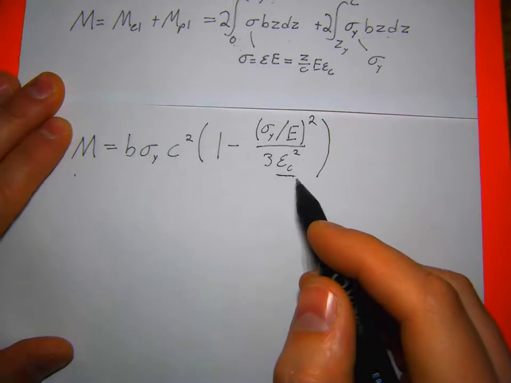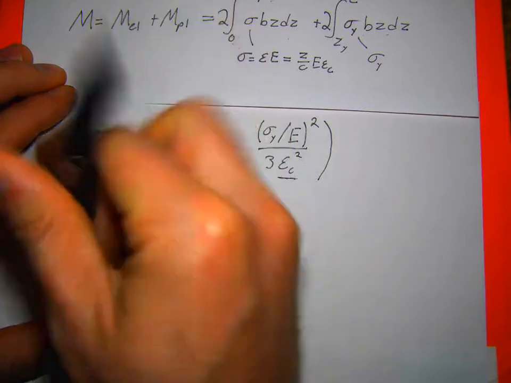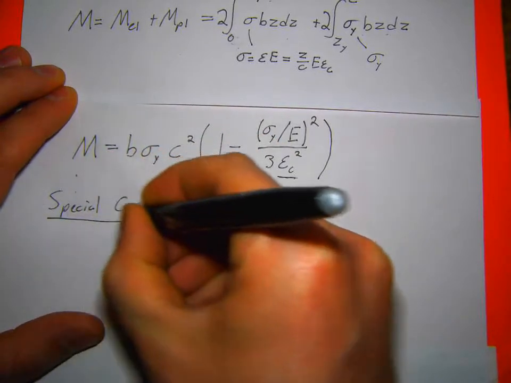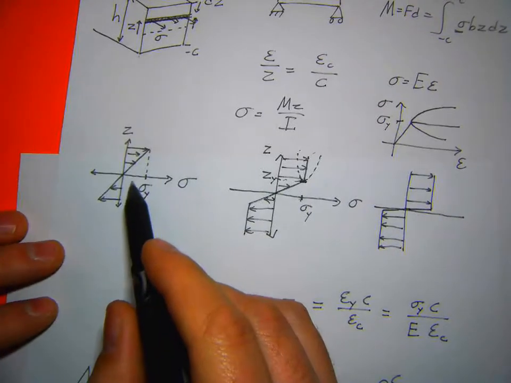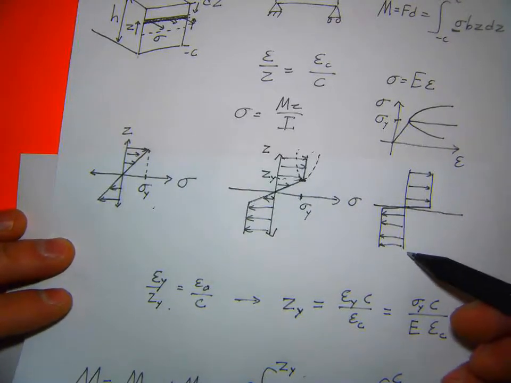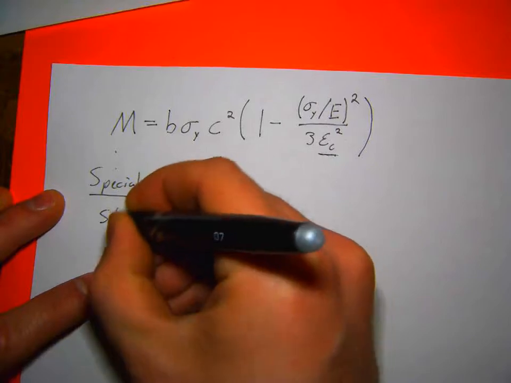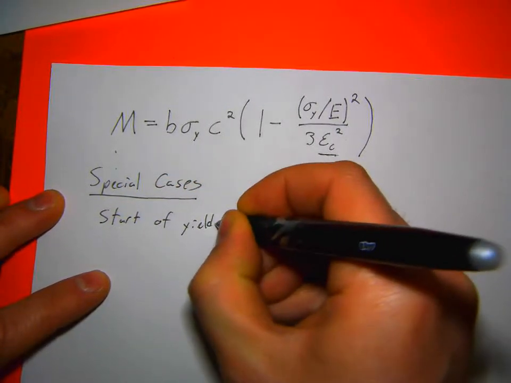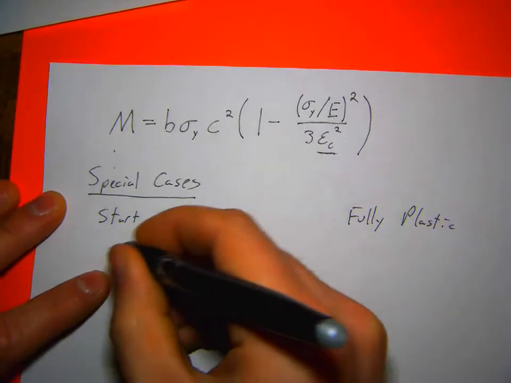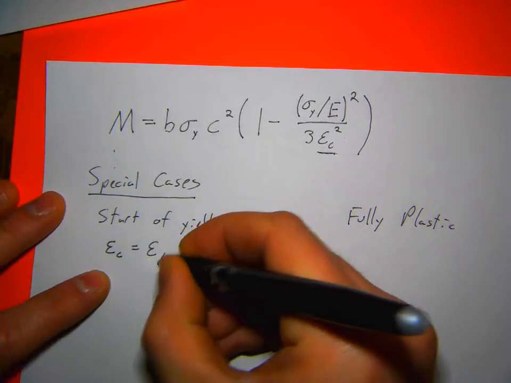Special case. And those two special cases are when we start yielding, when this beam starts deforming plastically, and then when the beam is fully plastic. So for those special cases, I'm going to say start of yielding and fully plastic. So for the start of yielding, I know that the epsilon at the outer boundary, epsilon C, is my epsilon yield, or sigma yield over E. So the strain at the outer edge is the yield strain.